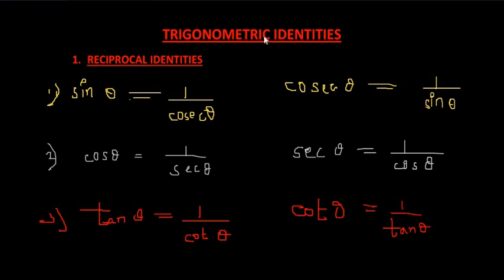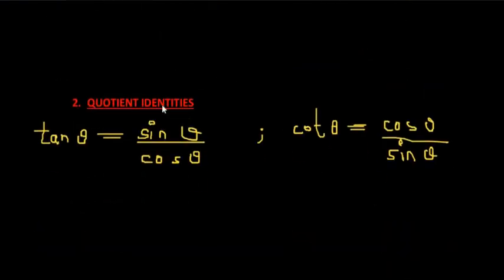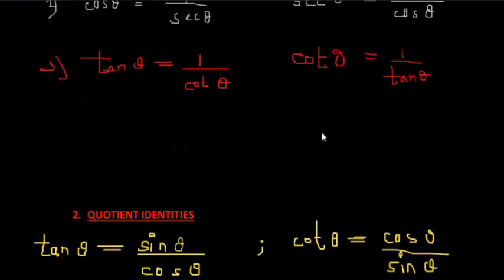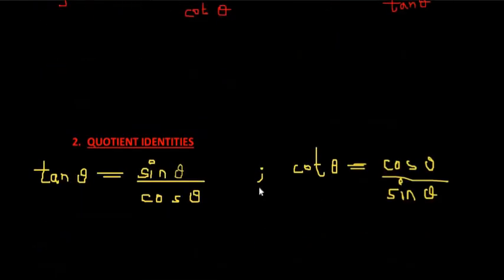The next type of trigonometric identity is quotient identities. I have already written them over here. Tan theta is given as sine theta over cos theta, and cot theta, since it is the reciprocal of tan theta, can be written as cos theta over sine theta. These are the other two quotient identities you have to remember. So 6 over here and 2 over here. Till now you have learned 8 identities. Now let us start solving some examples on these two identities.